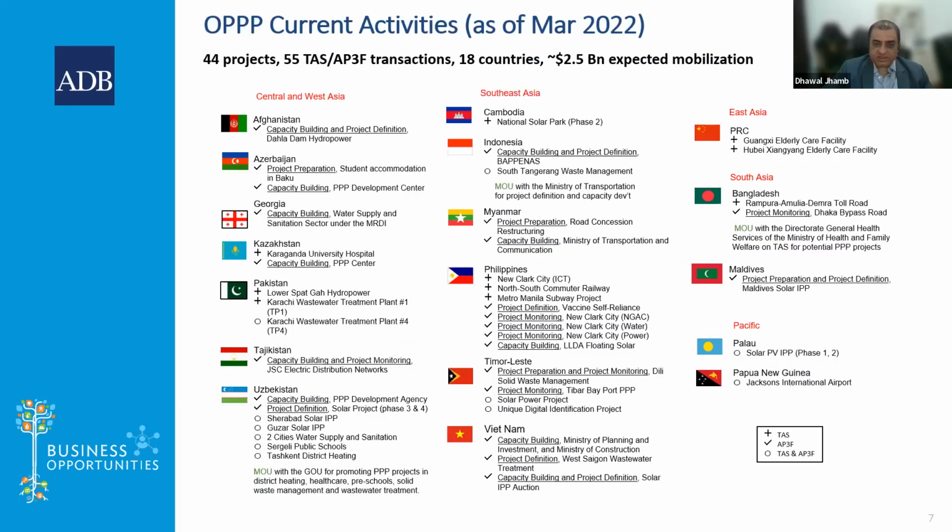This is just a snapshot of a few projects which we have worked on so far. As of March this year, we had worked on 44 projects and 55 transactions across 18 countries, and the expected mobilization from these is about $2.5 billion. As you can see, we are spread across the whole of Asia. Next slide, please.